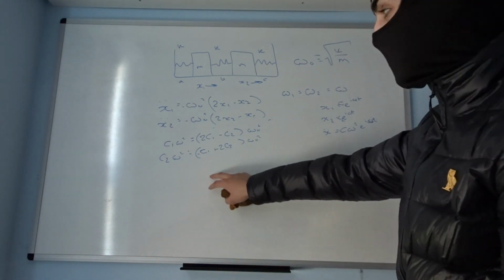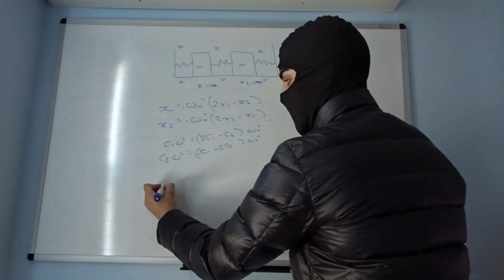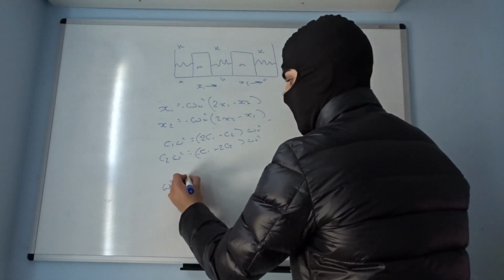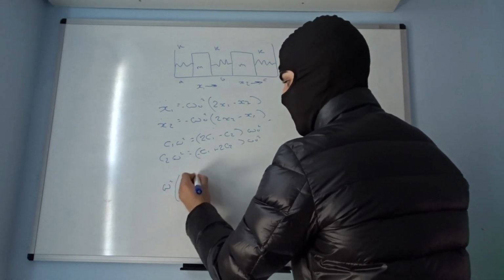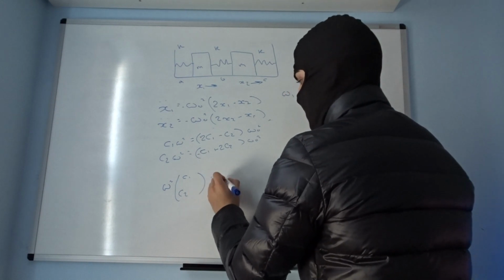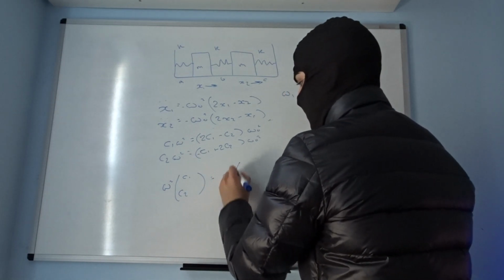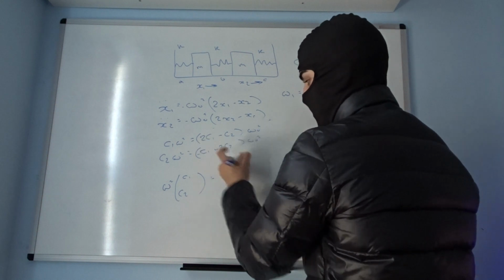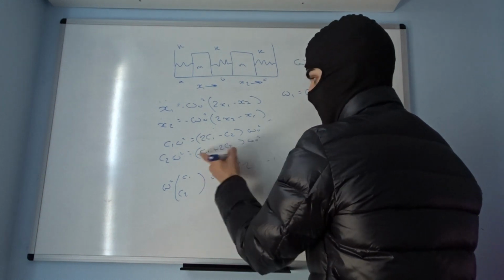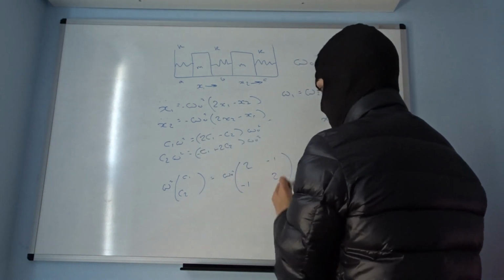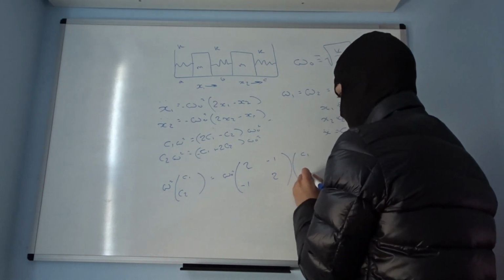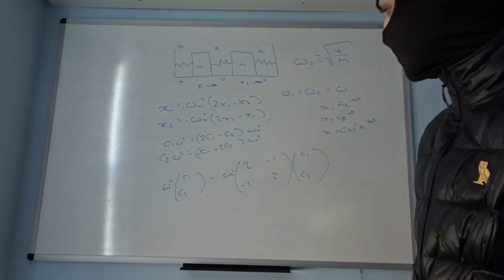So let's put this into vector form. We're going to get omega squared times the vector C1, C2 equal to omega naught squared times the matrix with rows 2, minus 1 and minus 1, 2, times the vector C1, C2. Cool.